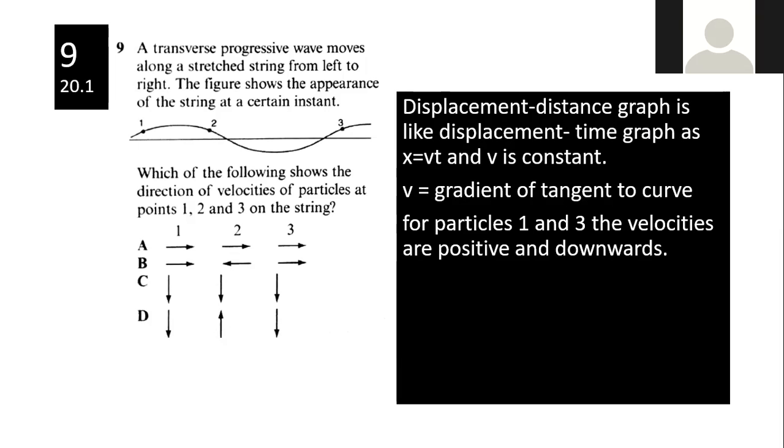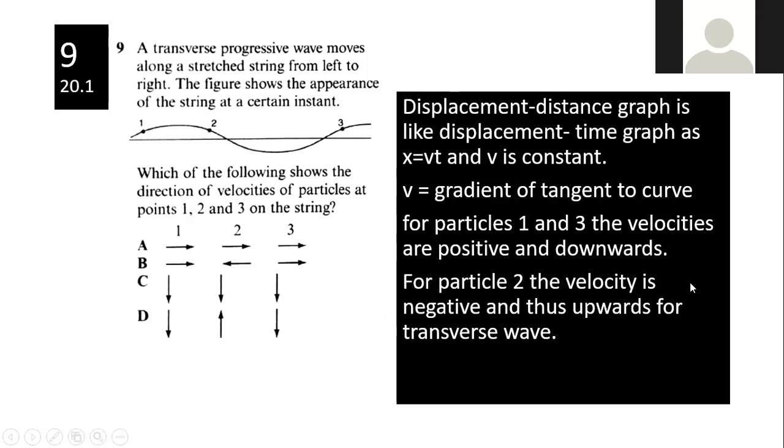For particle 1 and 3, the velocity is positive and downwards. Right? How do we know it's downwards? We let the graph move a little bit. Right? Even though we got positive, it's moving downwards. Particle 2, the velocity is negative. Right? Gradient is negative and thus upwards. Okay, correct.